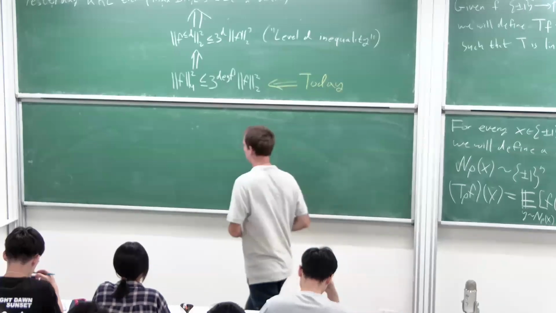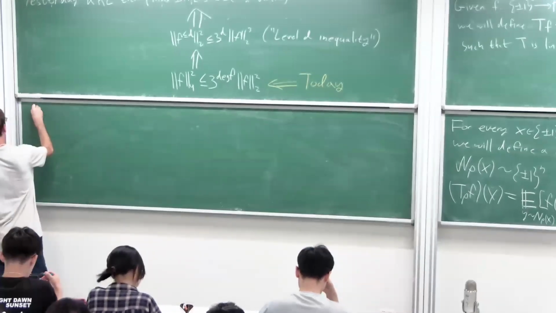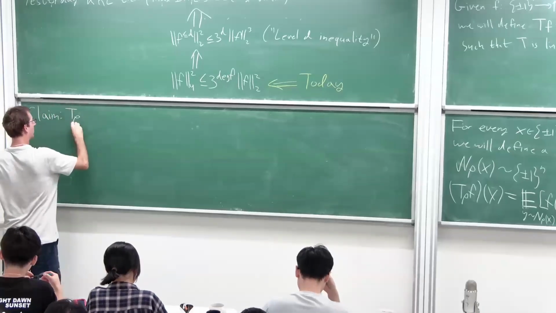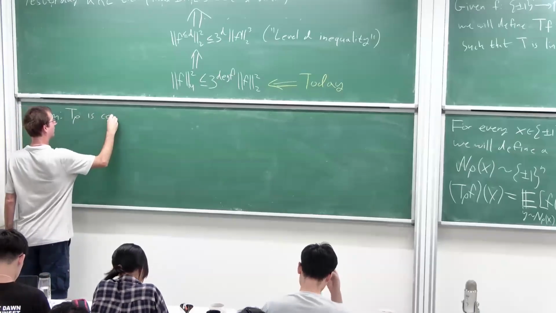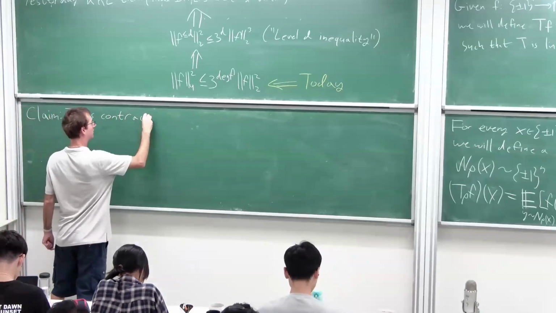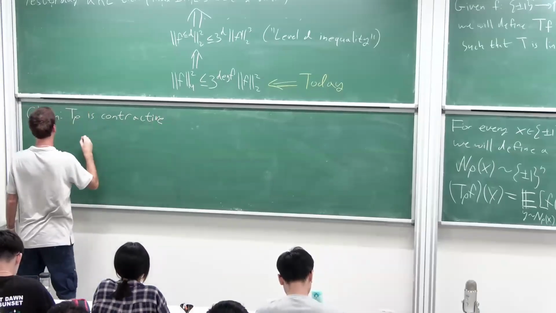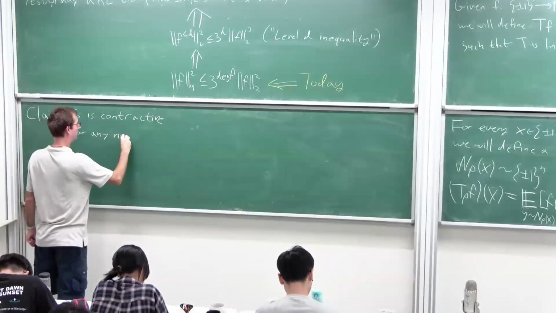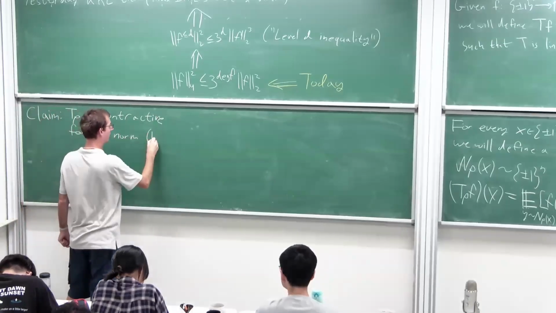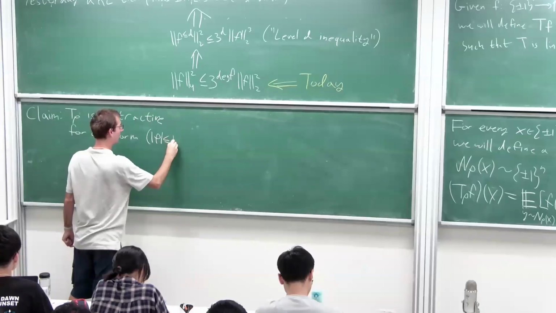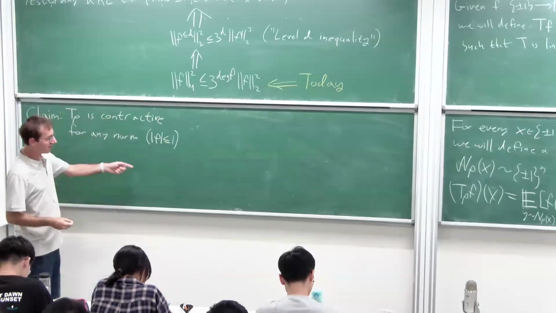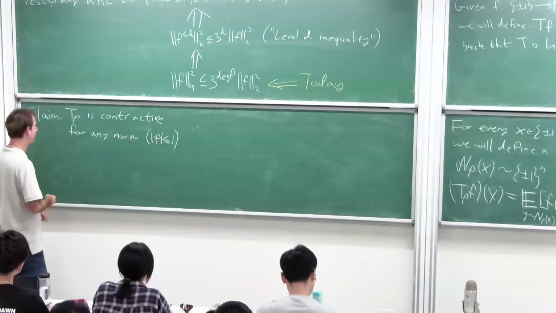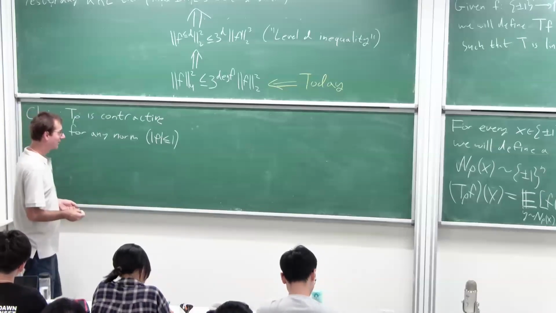Okay, so there's a claim. T rho is contractive for any norm. And here we assume that rho is at most 1 in absolute value. So if you care, this will also be true for complex rho, probably. Just forget about it. Okay, so why is this the case?